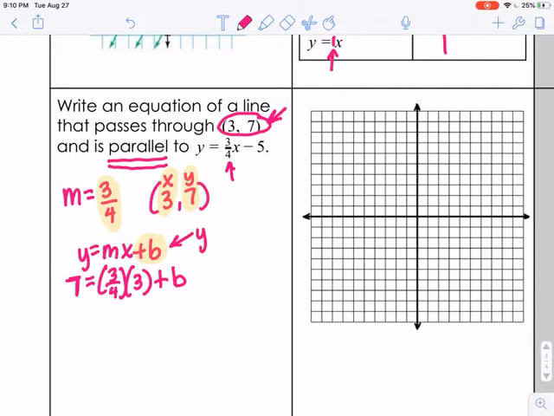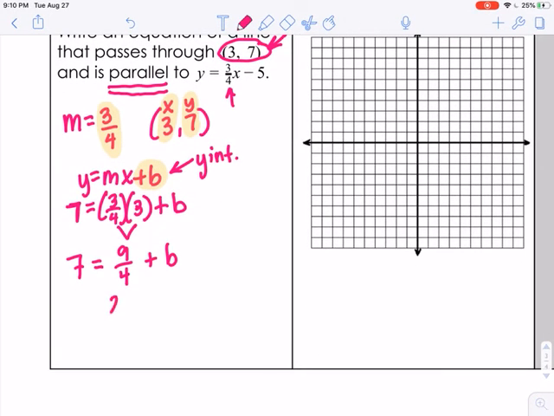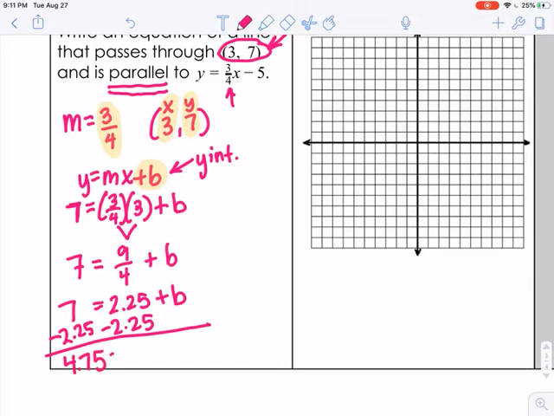So we're going to go ahead and solve for our y-intercept. And so I'm going to calculate this. 3/4 times 3 would make 9/4 equals 7 plus b. 9/4 is the same as 2.25. I could do that on my calculator, so I could use the decimal version here. So I'm going to subtract 2.25 on each side. And that's going to give me 4.75 is equal to b.